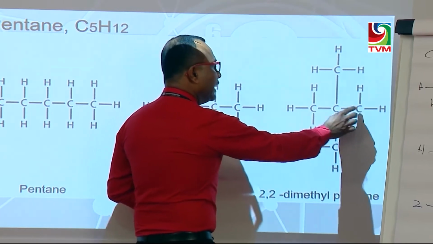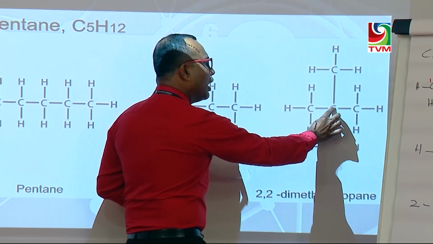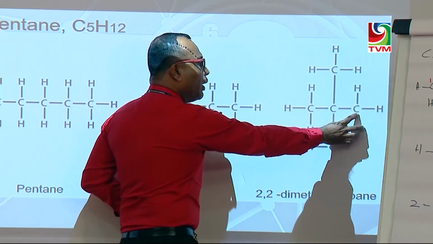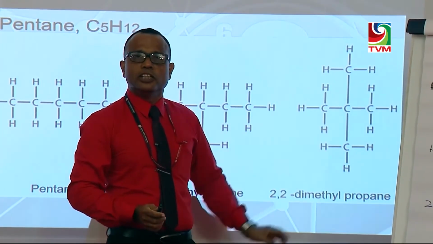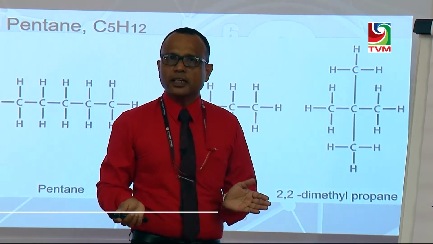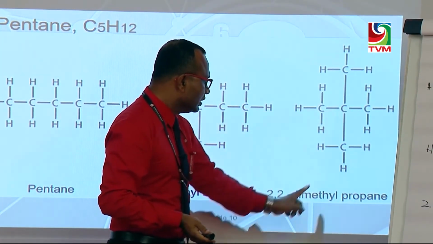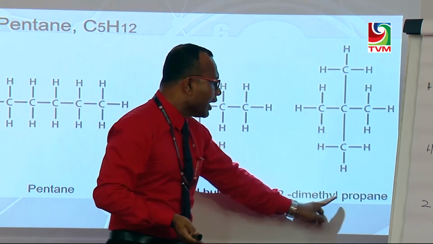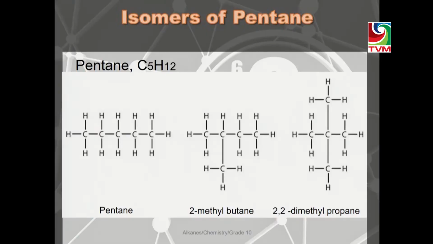1, 2, 3, then numbering 1, 2, 3. We give number 2 to the carbon which is holding the branches. If I start from this end, 1, 2, 3, again we gave number 2 to the carbon which is holding the branch. It means we can use either way of numbering. You can say 2, 2 because we have 2 branches, we write 2, 2, di means 2, 2-dimethylpropane, as the longest carbon chain has 3 carbon.